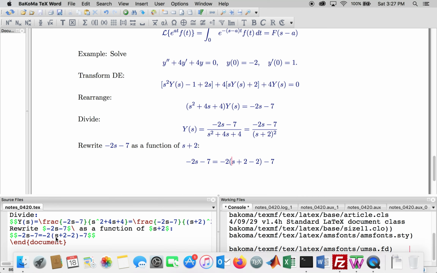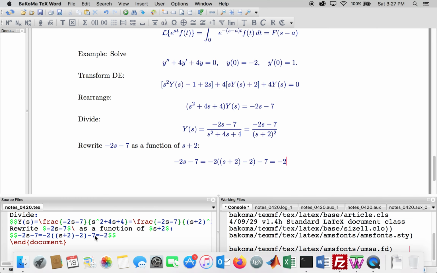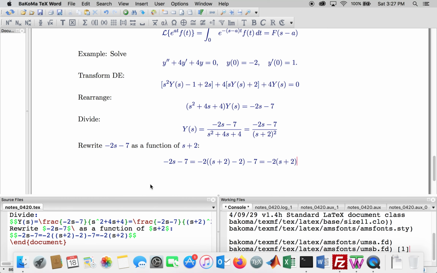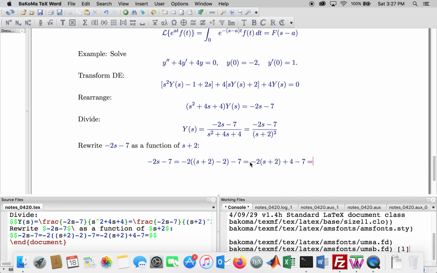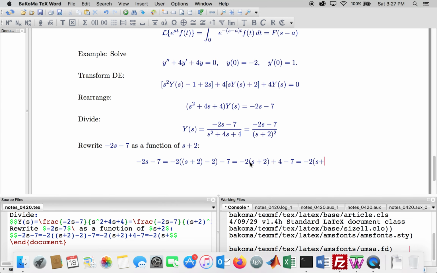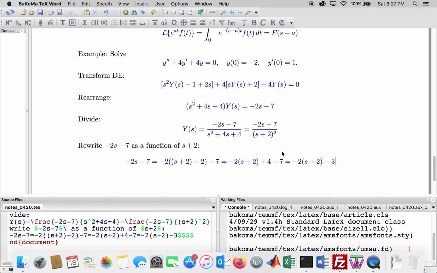But then I want to group s plus 2 together. So this s and this plus 2 must stay together. Now I can go ahead and do some distributing. So I have minus 2 times s plus 2, and then I have minus 2 times minus 2 is plus 4, and then I still have this minus 7 here. So now I have minus 2 times s plus 2 minus 3. Okay. So that's how you can write a function in shifted form.